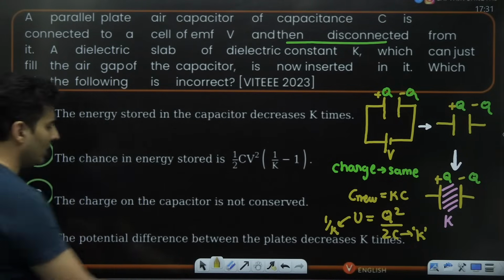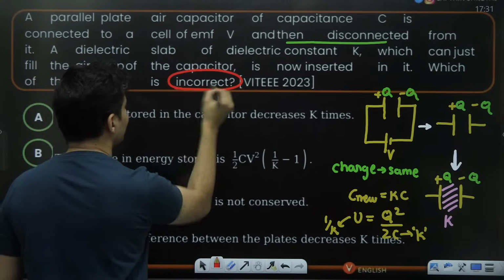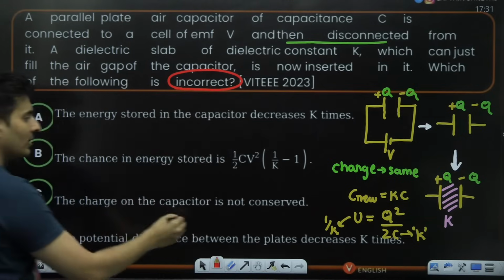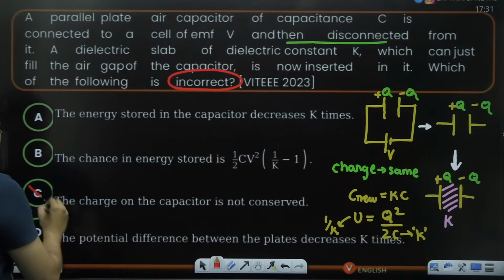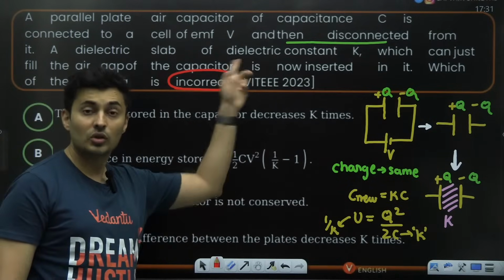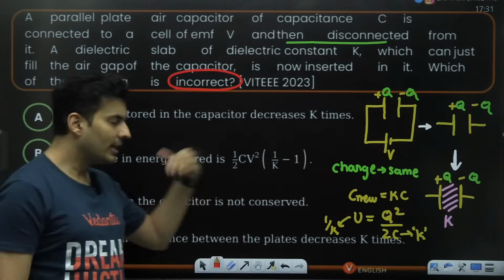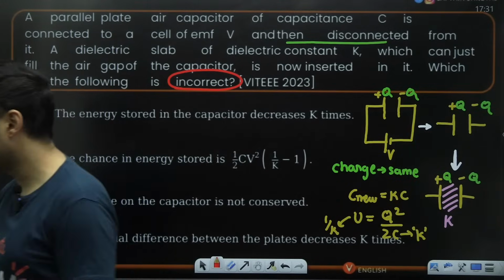The option says charge on the capacitor is not conserved. In fact, this is wrong. See what the question says. It's a very tricky question: which is incorrect. The charge on the capacitor is not conserved. This is 100% incorrect. The charge should be conserved. So the incorrect option is option C. Yes, it is the incorrect option, which you have to mark.